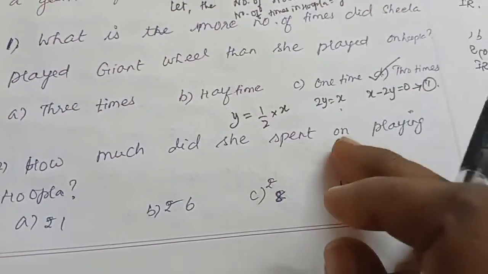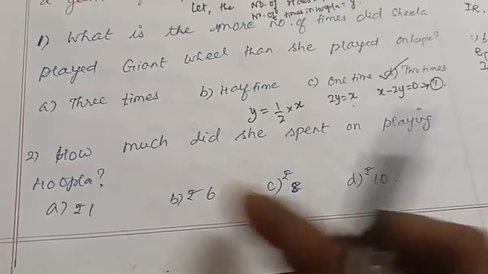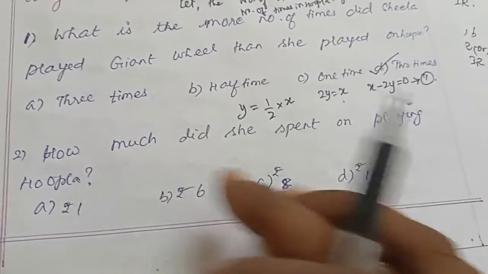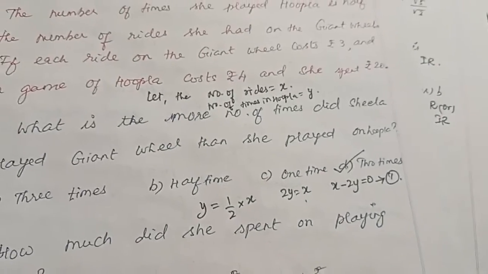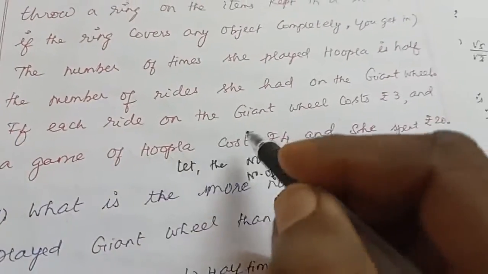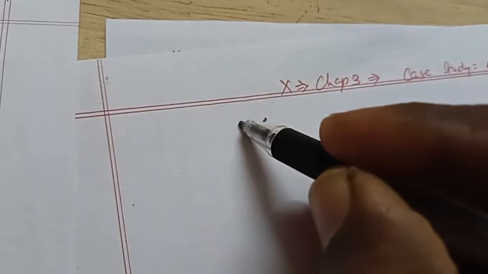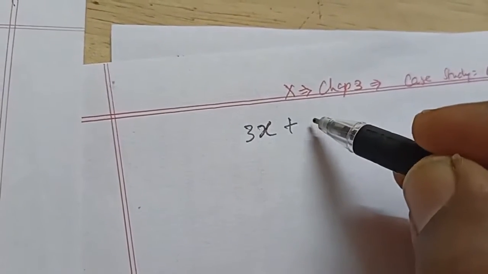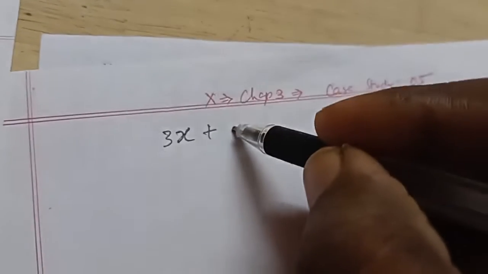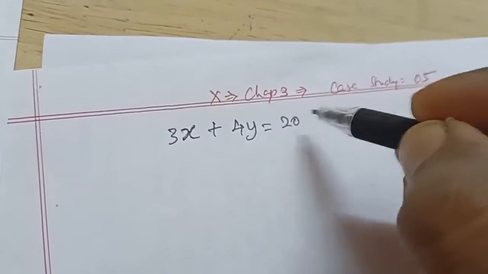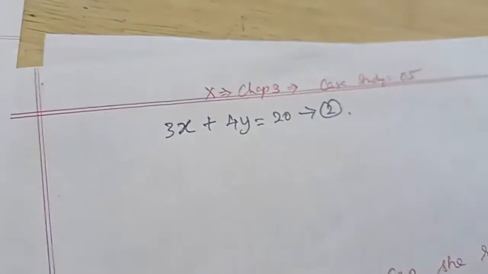How much did she spend on playing hoopla? 4 options are given. So we are going to find this out after this. What another condition is given? Each ride on the giant wheel is rupees 3. That we have taken as x, the number of rides. For one ride it is 3 rupees, so 3 into x, plus the hoopla game is 4 rupees for one time, so 4y. Totally she spent 20. Take this as equation number 2.